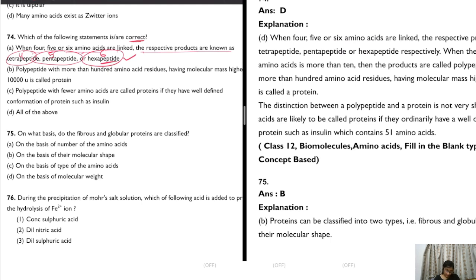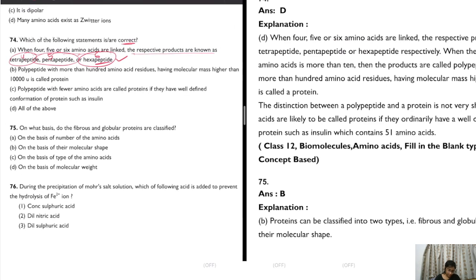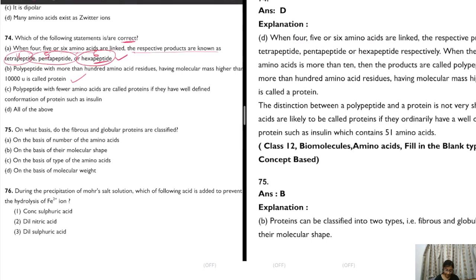Polypeptide with more than 100 amino acid residues having molecular mass higher than 10,000 u is called protein. This is also correct because protein contains many polypeptides. Okay, many amino acids and polypeptides. Then a protein is formed. So this is also correct.